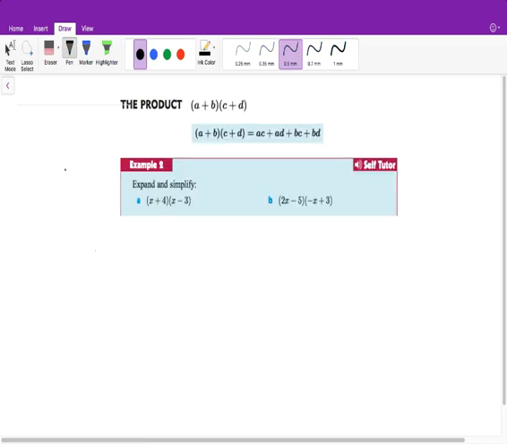All right, so the next set of problems that we're going to do is when we have two binomials that are being multiplied to each other. And a binomial is something that has two terms. So see how we have this A plus B? Well, this is a term and this is a term, so we have two terms. And C plus D, this is a term and this is a term, so we have two terms.